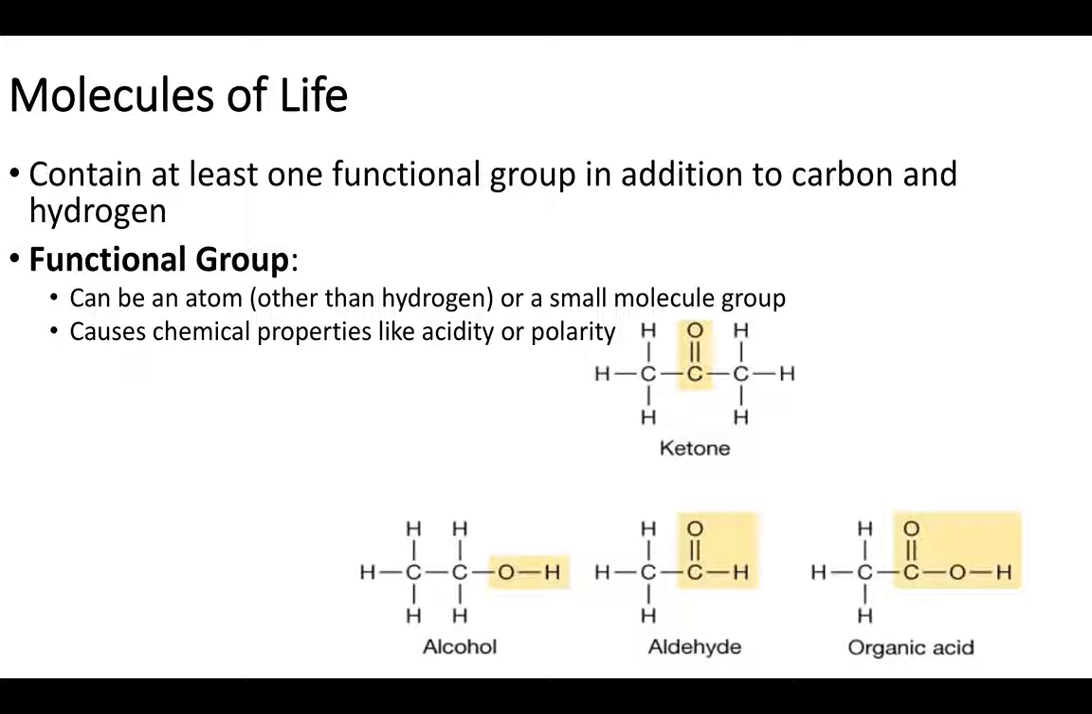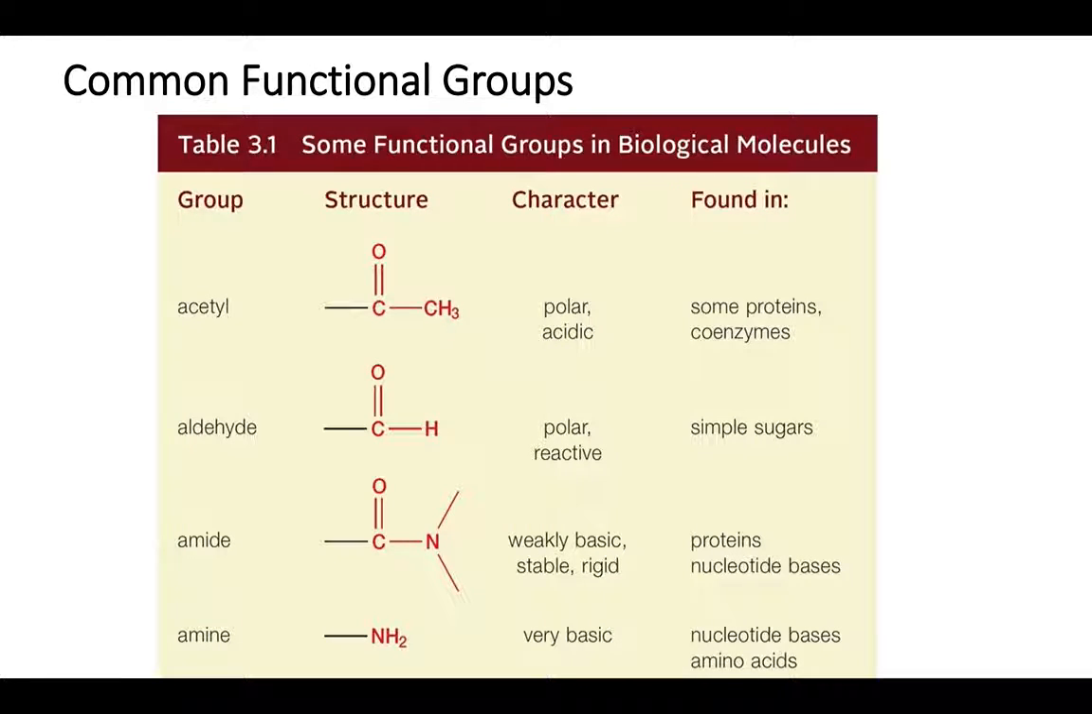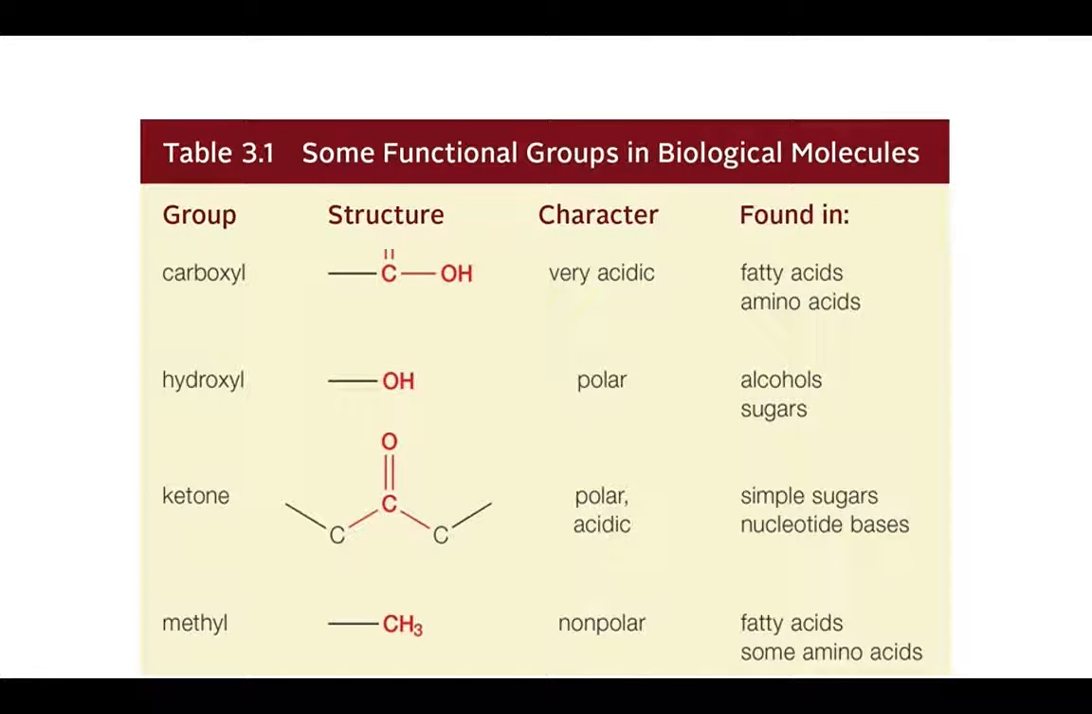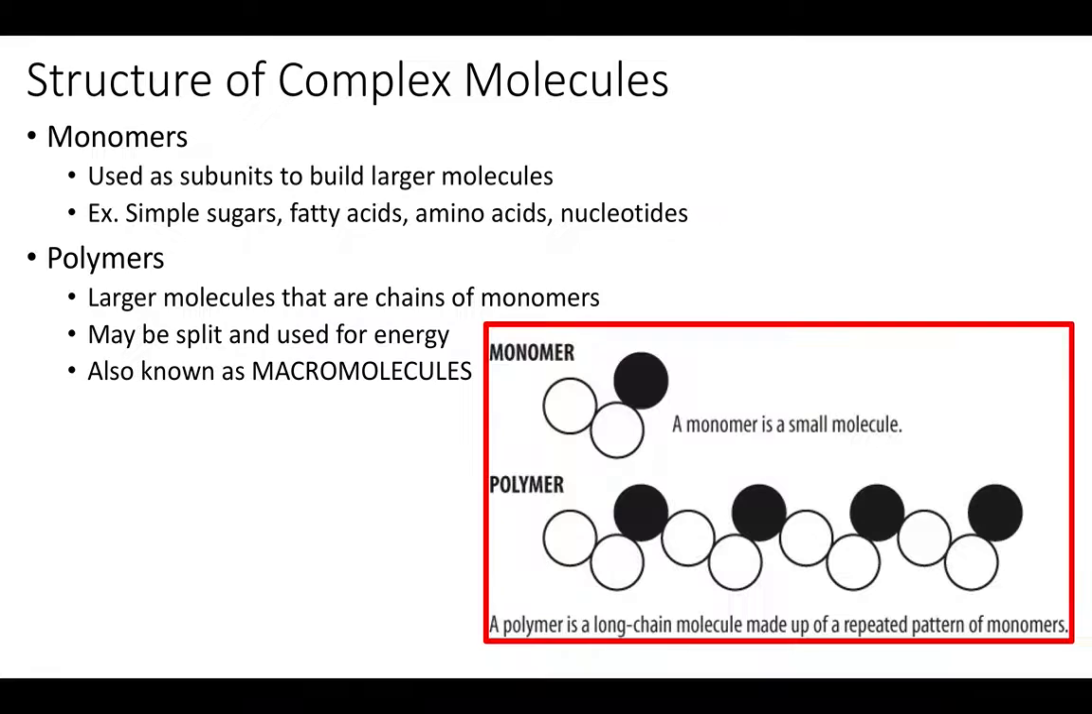Here are some functional groups that are common in biological molecules. For example, we have acetyl. You can see its structure. The characteristic that it gives a biological molecule is polarity. It's going to make something polar and acidic. It's found in proteins and some coenzymes. You can look through some of the other ones. Here are more functional groups. You can see methyl on the bottom. You can see its structure. The characteristic is nonpolar, and it is found in fatty acids and some amino acids.